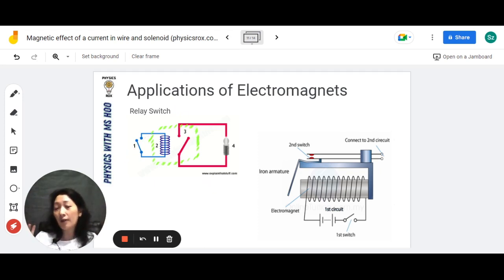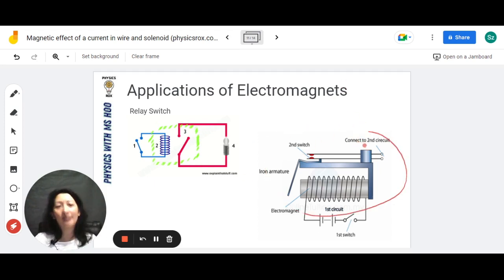Similar to how a car works. If you start the car, then all the things come on, right? Your headlights and your internal lights and the radio and the aircon, they're all different circuits. And then when you switch off the car, all of them switch off at the same time. So that's another use of a relay switch. How does it work though?